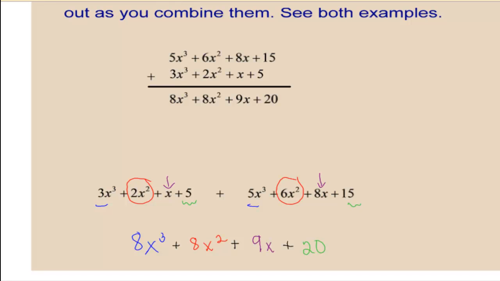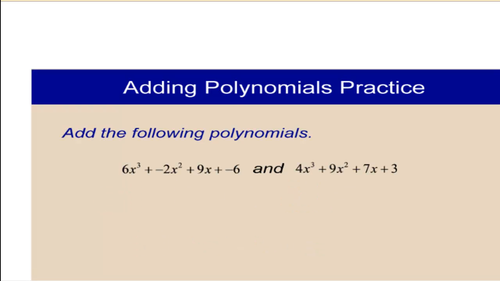Now, what can happen is you can end up with terms that are missing. For example, in our first polynomial, let's say we did not have an x squared. And in our second polynomial, let's say we did not have an x. What I would have written is 0x squared here, and I would have written 0x here to help me line up all of my like terms. So that's a technique that you can use. Try adding these two polynomials and then check to see if you're correct.